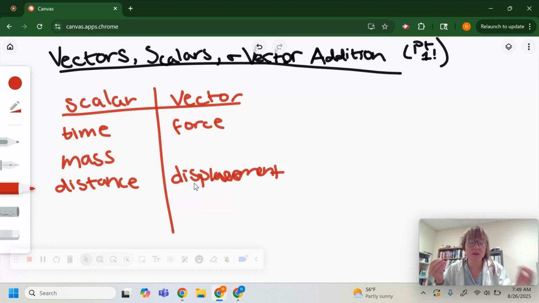So, very similar concepts, but one of them we talk about direction, and one of them we don't. The other weird thing about distance and displacement, and we'll come back to this, is that sometimes distance and displacement aren't even the same number.